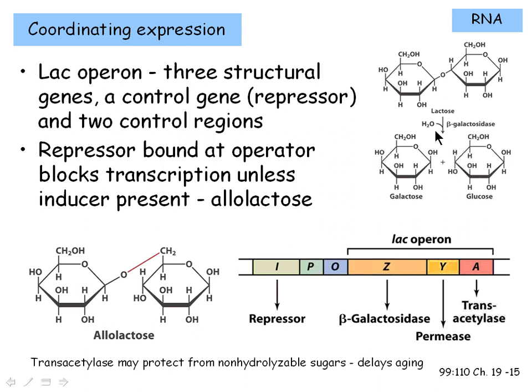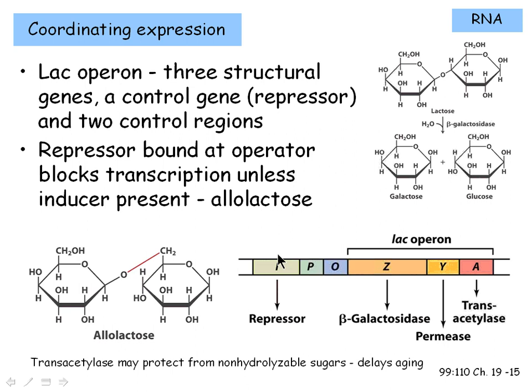beta-galactosidase that can split the lactose into two monosaccharides. There's a permease, which, as you can guess, is involved with letting the membrane of the cell be permeable to lactose. The assumption is if there's more outside than in, it'll just run downhill. And LAC-A, which is a transacetylase, it was a mystery for many years why it was in that operon. We now think it may be protection from non-hydrolyzable sugars that might contribute to aging.